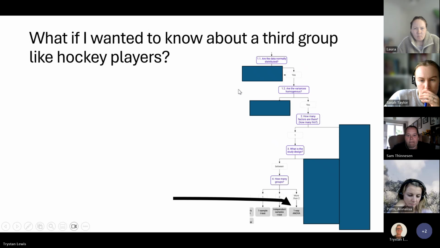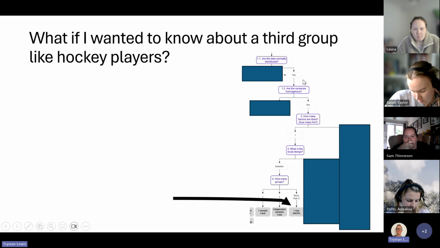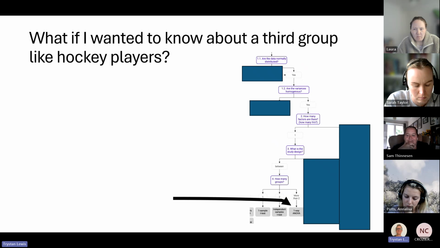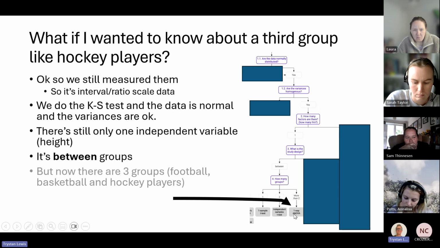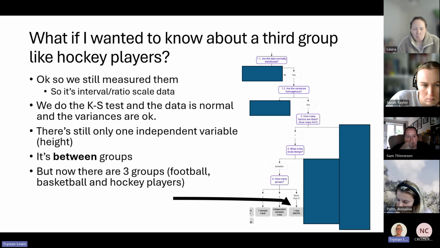And then if I wanted to know about three groups, I was testing the height of hockey players, football players, basketball players, well, then I'd ask the same thing. Is it normally distributed? Are the variances homogeneous? Yes. How many? And in the end, I'd just come out with a slightly different test at the end, an over test, which again, I don't know how to do, but SPSS does. And I just put the numbers in, and there's a tutorial about that, I think. So there.